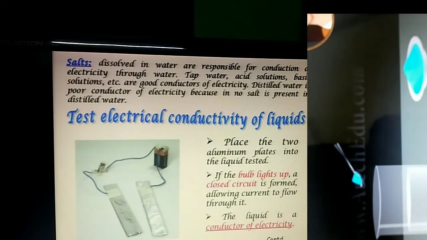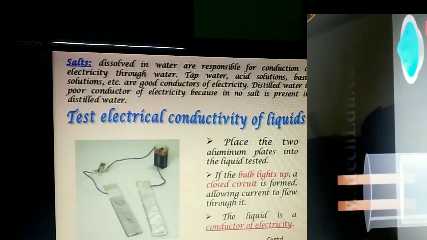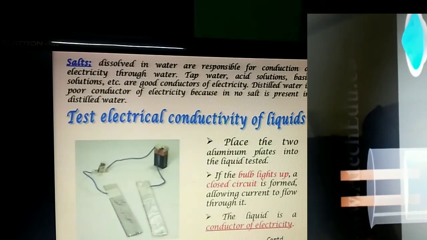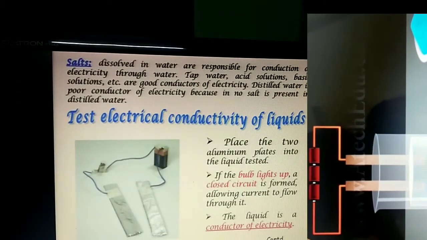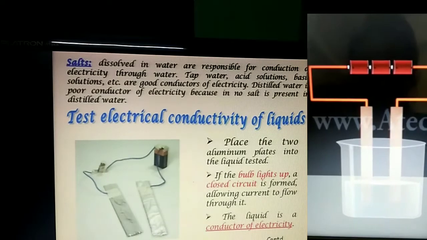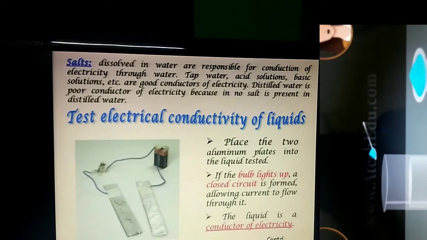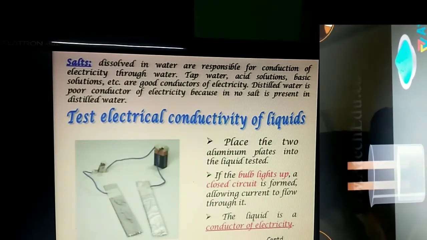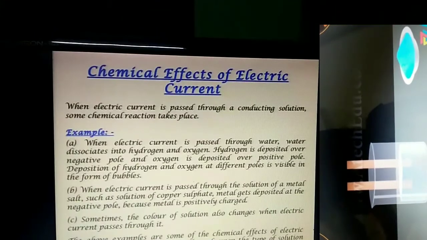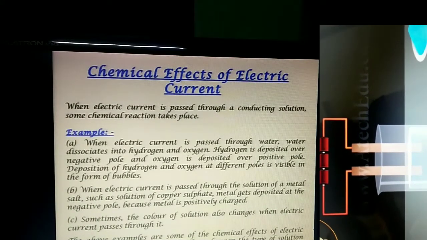How can you make it? Two aluminum plates are connected through a bulb to a source, that is a battery. One plate is connected to the positive terminal, which is known as anode. The other one will be connected to the negative terminal of the battery, which is known as cathode. When electric current is passed through a conducting solution, some chemical reactions take place.